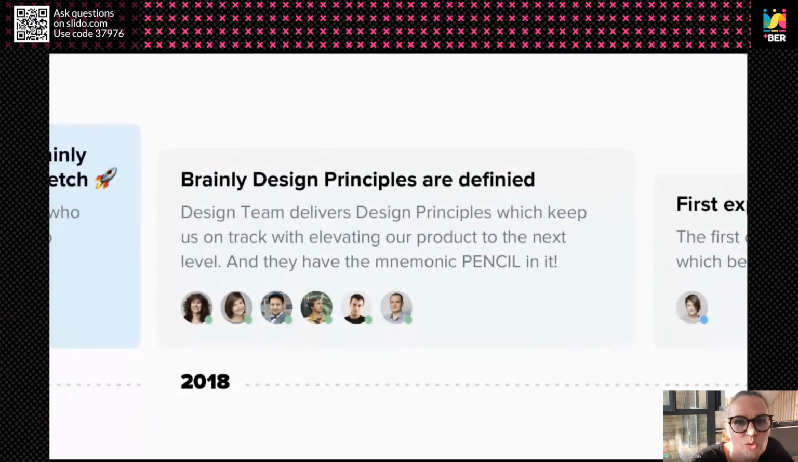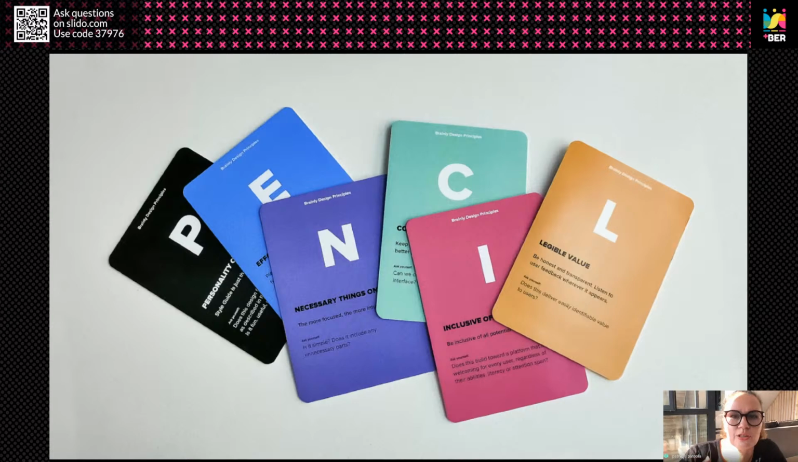Let's go back to the design domain for a minute. At the beginning of the work on our design system, Brainly design principles were defined. The whole design team participated in workshops where we tackled areas that are the most important for us to achieve better quality of our product. And then I wrote down the principles with the pencil mnemonic in it. So the first letters of our principles form the name of our design system, Pencil. Every principle also has a short description and a question you should ask yourself when thinking if the principle is fulfilled.